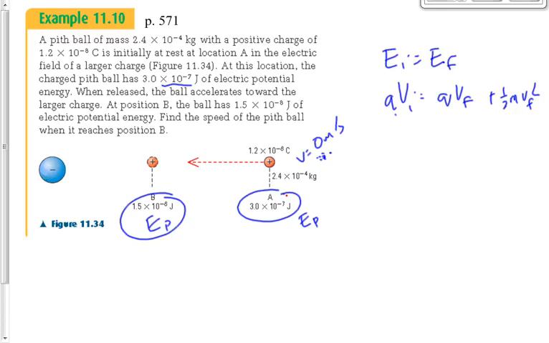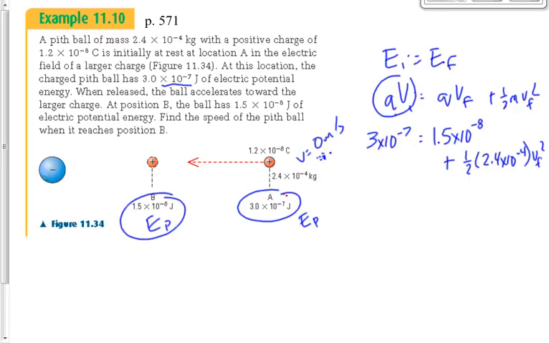We get a bit of good news here, actually. We know the value of qV_i already. We don't need to multiply those two numbers together. We know its value already is 3 times 10 to the negative 7. If we didn't, that's okay, we multiply q times V_i. But when we have the value of the initial potential energy, just fill it in. The final potential energy is 1.5 times 10 to the negative 8, plus 1/2 of the mass, 2.4 times 10 to the negative 4, times V_f squared.